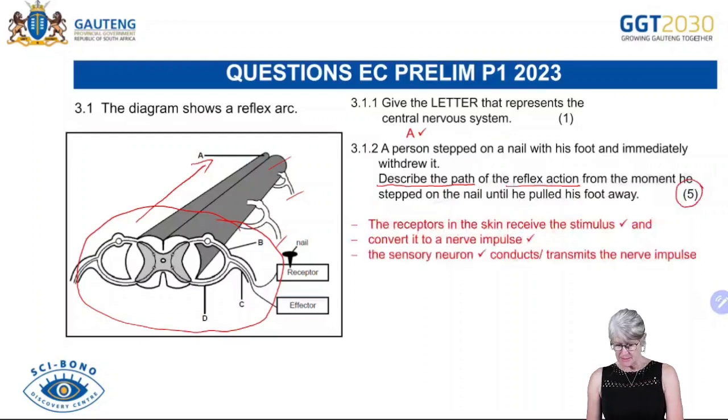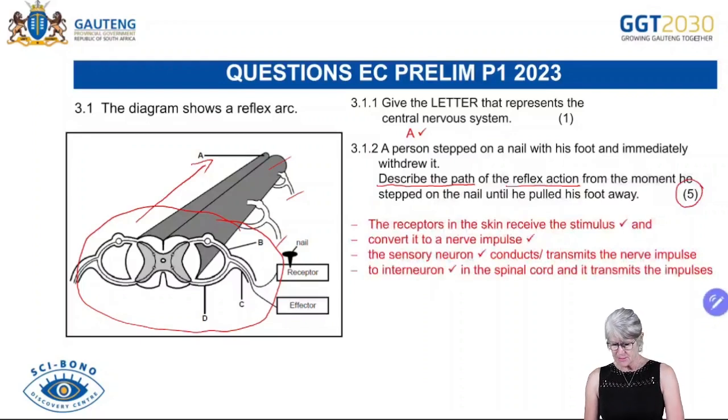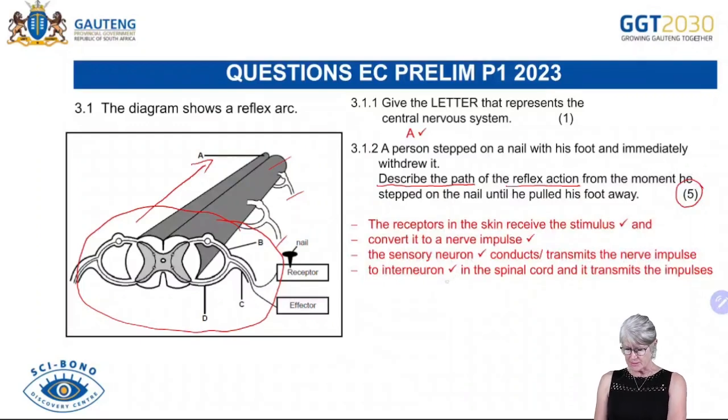That nerve impulse is then carried via the sensory neuron. So the sensory neuron is going to conduct or transmit that nerve impulse, and where does it take it to? It takes it to the central nervous system. So it transmits the nerve impulse to the interneuron, because remember we said that is the connector between the sensory neuron and the motor neuron. So the interneuron then receives the impulse in the spinal cord, and then it's going to transmit that impulse, because now your body wants to protect itself. So the thing to do is to pull the foot away. So now it must effect a response.